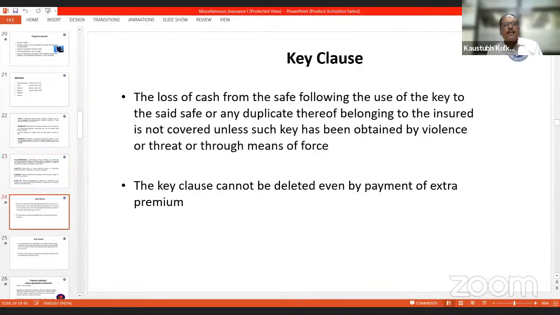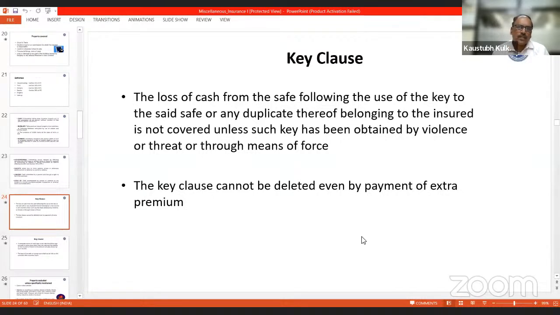Key clause: the loss of cash from the safe following the use of keys or the duplicate thereof. So in case of loss by use of these types of keys, the claim is not payable, unless such keys have been obtained by violence or threat or through means of force.